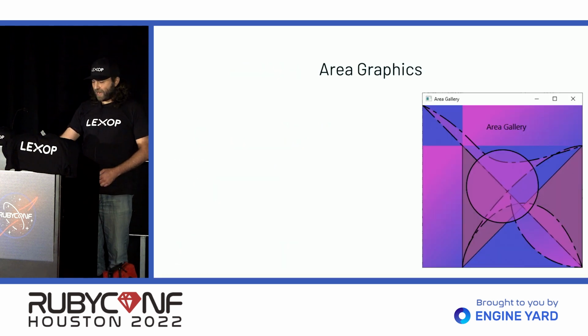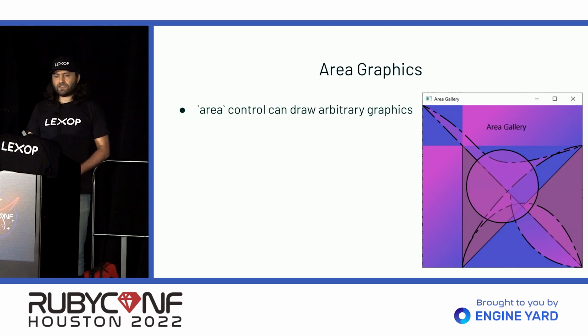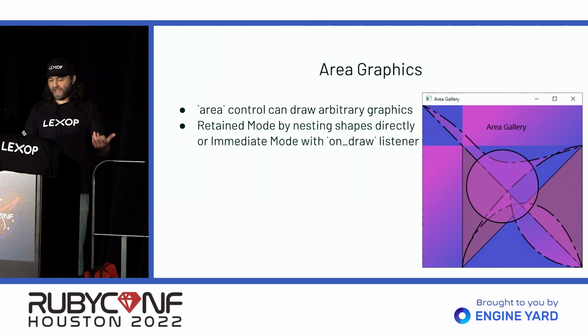So, okay, next topic is area graphics. An area control can draw arbitrary graphics. The benefit of that is basically being able to build non-native visual concepts. So you can build any concept you want visually using the area control, which is kind of like a canvas, basically. And you can do it with retained mode by nesting shapes directly into the canvas or the area, or immediate mode by using the onDraw listener. Usually, retained mode will give you more maintainable code that's easier to reason about, but the immediate mode will give you slightly higher performance in a few cases, not always, but in a few cases.